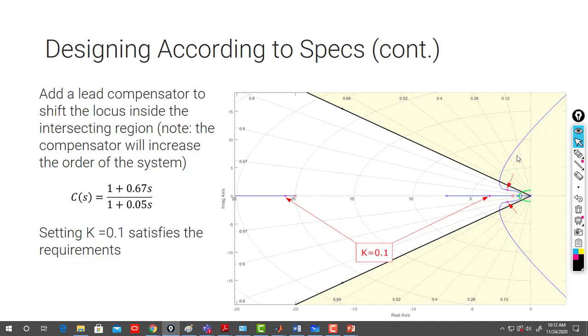And that's why we need to add a lead compensator or lag compensator or derivative or integral. All of those are used to reshape the locus. So I can reshape the locus by adding a controller. This controller could be a lead compensator, lag compensator, integral, derivative, PD, PI, to reshape the locus so that I can satisfy my requirement.